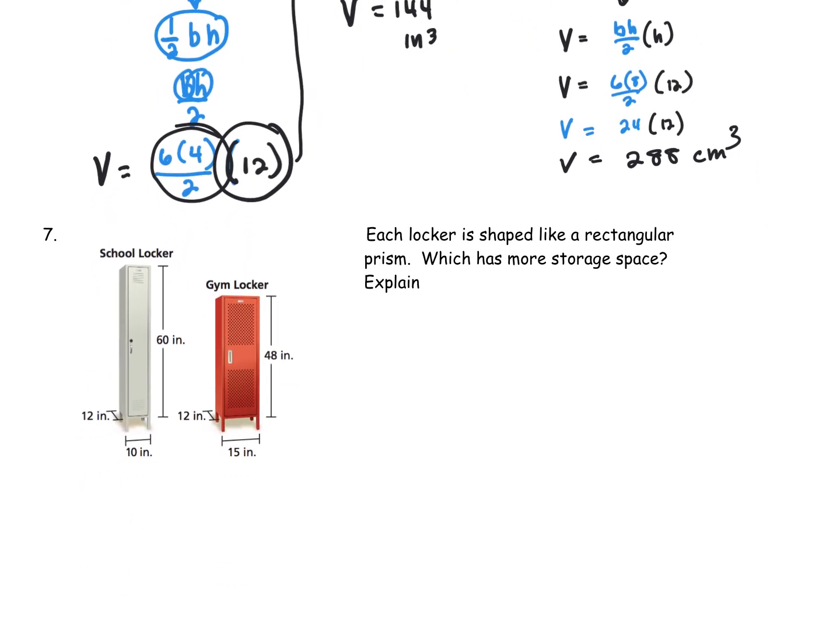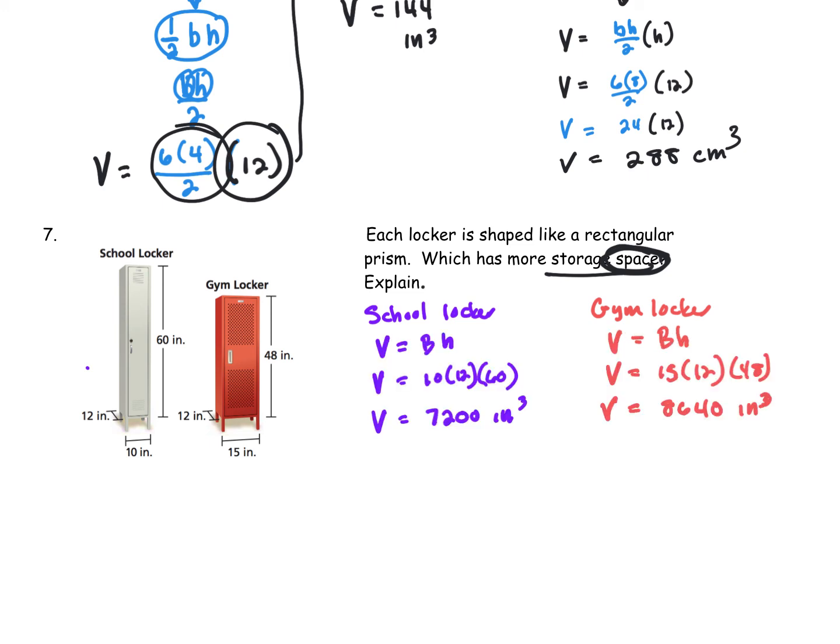So this says each locker is shaped like a rectangular prism, which has more space. Explain. So would you go ahead and find the volume of each of these lockers? They mentioned the word space. They didn't say volume, but they're talking about capacity, storage, how much it holds, and they mentioned space. So we're looking about how much you can hold inside. So please find the volumes, and then we'll continue. Once you're done figuring out the volume, please refer back to this video.